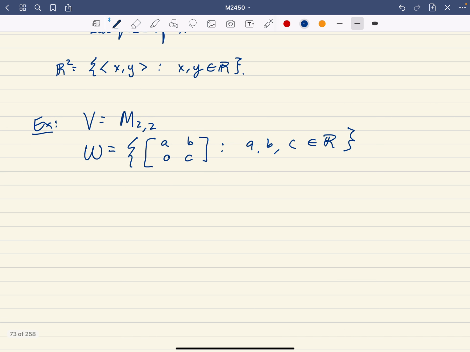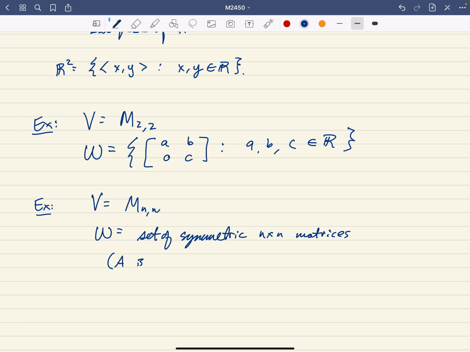Another example that's important enough that I wanted to mention it. So let's say that our vector space here is the set of n by n matrices. One example of a subspace, and this is a good one, is W could be the set of what are called symmetric matrices. I'm not sure if I've used this word before or not, but W is the set of symmetric n by n matrices. And a matrix A is called symmetric if it's equal to its own transpose. So if A is equal to A transpose, we say that A is symmetric.